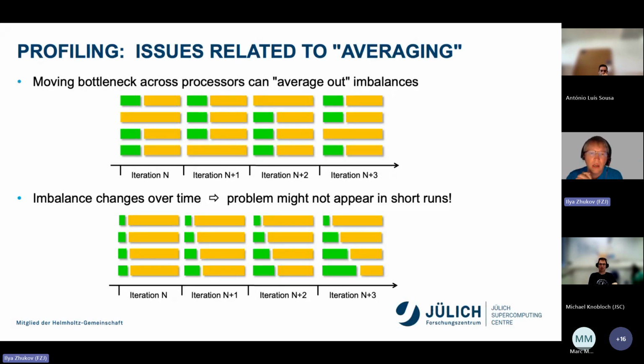Another case is below, where we have an imbalance that changes over time. We see that the green bars are increasing. But of course, if we aggregate, we don't see that it was relatively good at iteration n and n plus 1, but then it becomes worse and worse. So of course, if we would like to get this information, we would like to collect traces about this run.